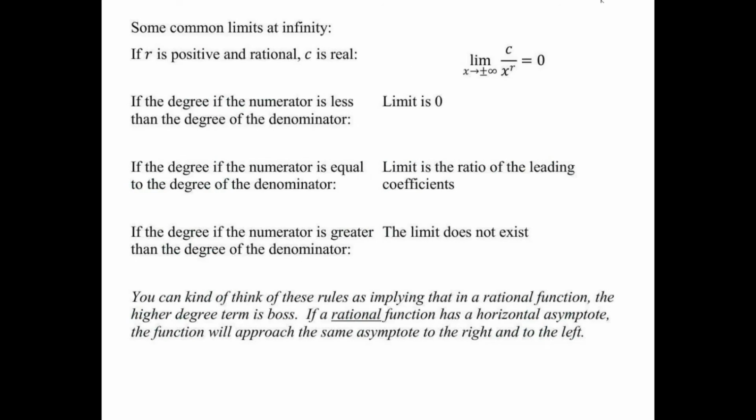So here's a summary of what we just saw. Common limits at infinity. So if R is positive and rational and C is real, this first one is the theorem that you just saw. The limit as x approaches plus or minus infinity of C over x to the R power is 0. If the degree of the numerator is less than the degree of the denominator, so this is the first example that you were just looking at, the limit's going to be 0.